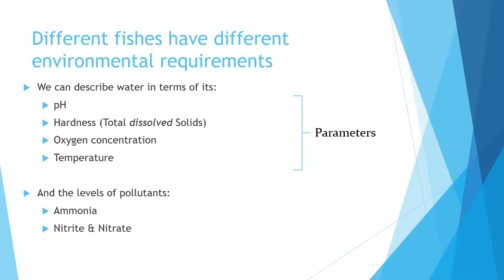The hardness of the water, depending on where you are in the country, is the total dissolved elements within there and its ability to buffer and be stable. And then we've got a couple of key pollutants in there, being ammonia, nitrite and nitrate, and these can be linked to external sources or can be linked to the byproducts and the waste of the fish that are within our fishery.